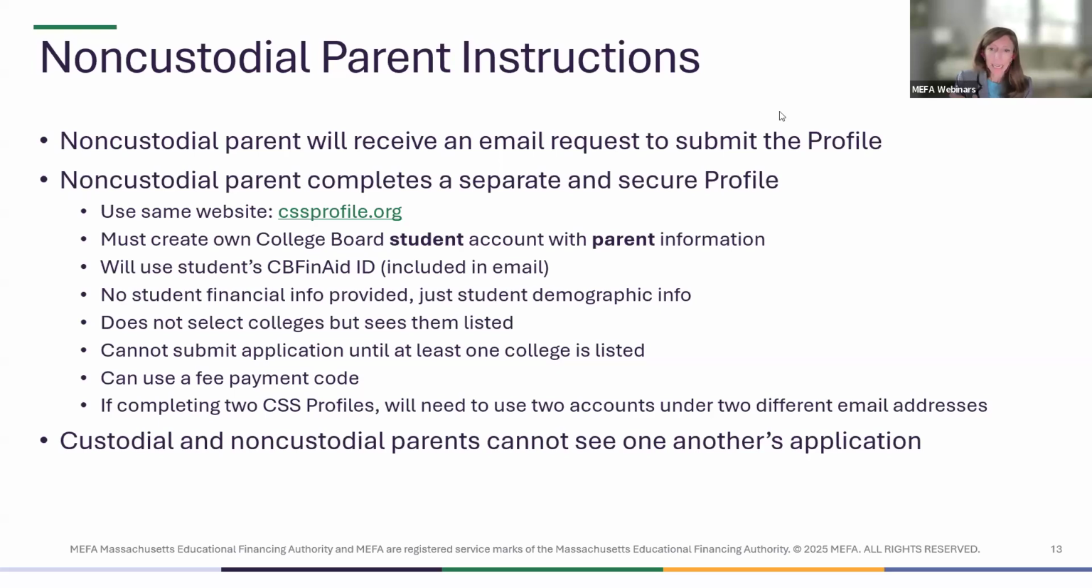If you are a non-custodial parent and you have twins or two students who are applying to profile schools at the same time, you're going to have to create two College Board student accounts using your name and information under two email addresses. So again, a bit of a process, but know that that's going to be your process when you go to fill out the profile. And one last note, custodial parents and non-custodial parents can't see each other's information, so you're not going to be able to see each other's finances.